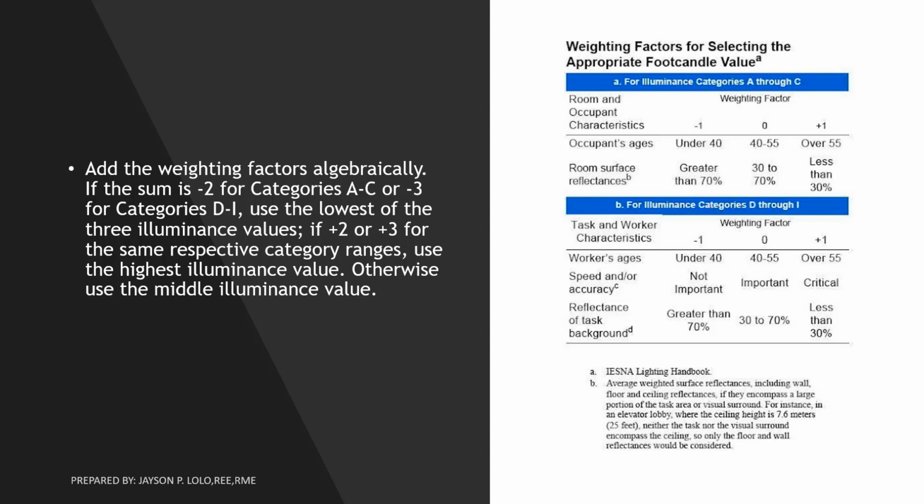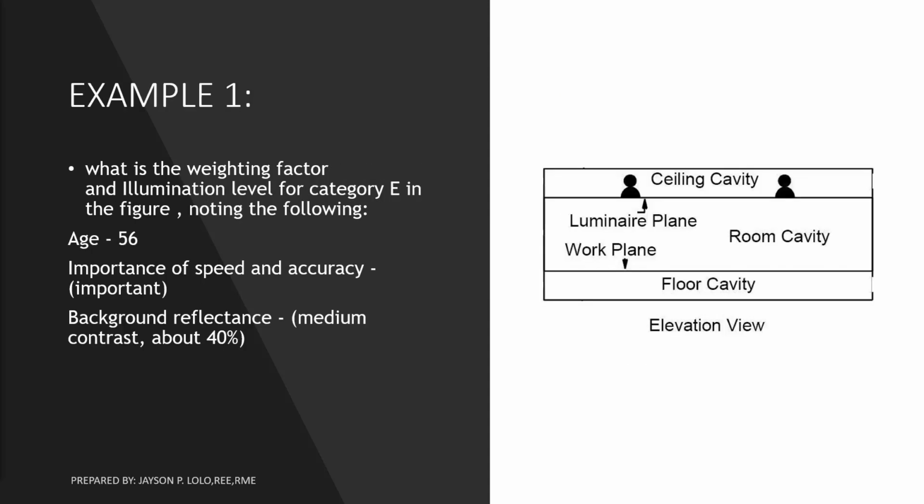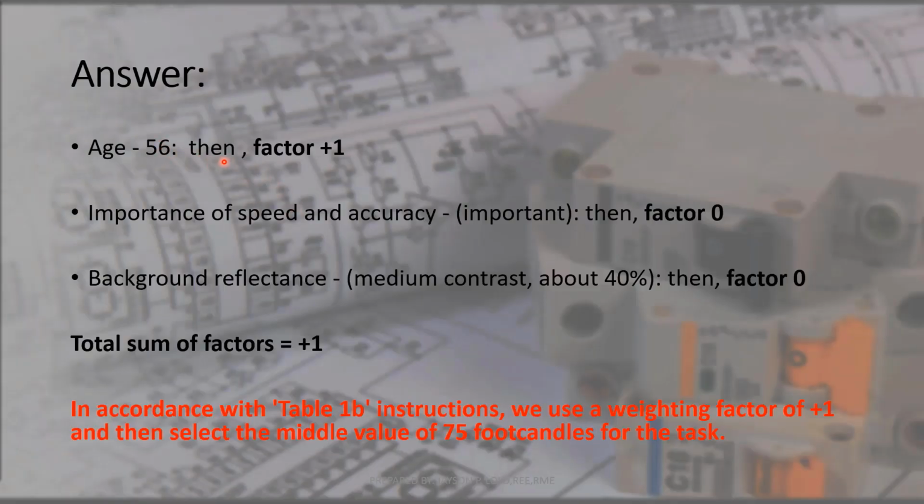Okay, so we'll have example number 1. Based on the right side, you can still use this because this is our guide. The first example: what will be the weighting factor and illuminance level, category is E. It was indicated in the figure, noting the following: age is 56. Then the importance of speed and accuracy is important. Then the background reflectance is medium contrast, about 40%. So what will be the answer? So easy. The age is 56, then the factor is plus 1.